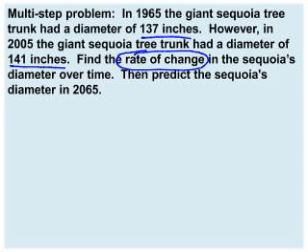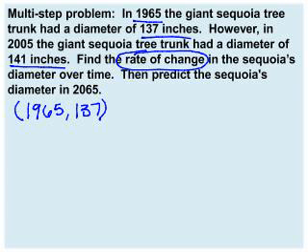However, before we can find the rate of change or the slope, we have to figure out which one of these things, the years or the inches, is the independent variable and which one is the dependent. If you think about this, your independent variable is going to be the year, and your dependent variable is going to be the diameter. So my ordered pairs are going to consist of the years, 1965, and the inches, 137 inches. There's one of my points. My other point would be 2005, 141.